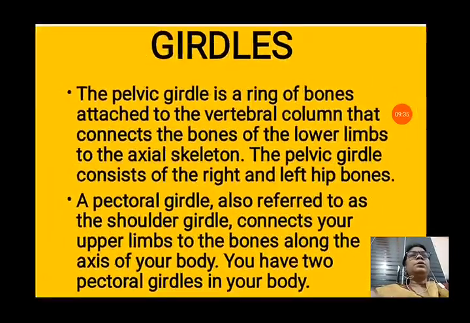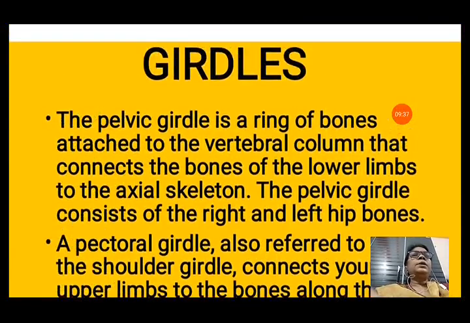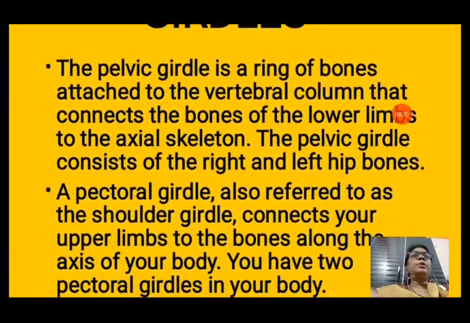Now girdles. Two girdles are there: the pelvic girdle and the pectoral girdle. The pelvic girdle is a ring of bones attached to the vertebral column that connects the bones of the lower limbs to the axial skeleton. Our legs are joined to the body with the help of the pelvic girdle. The pelvic girdle consists of right and left hip bones with which our legs are attached.